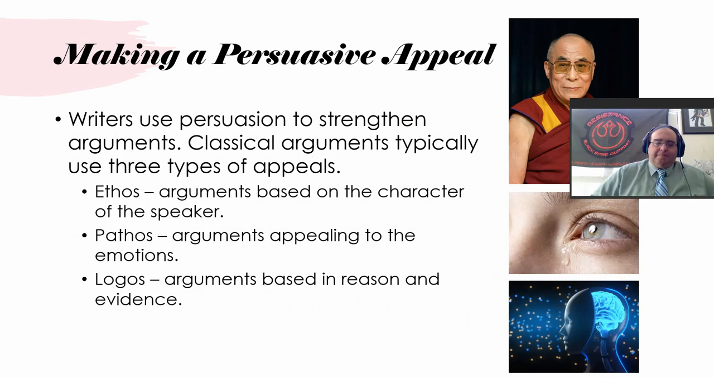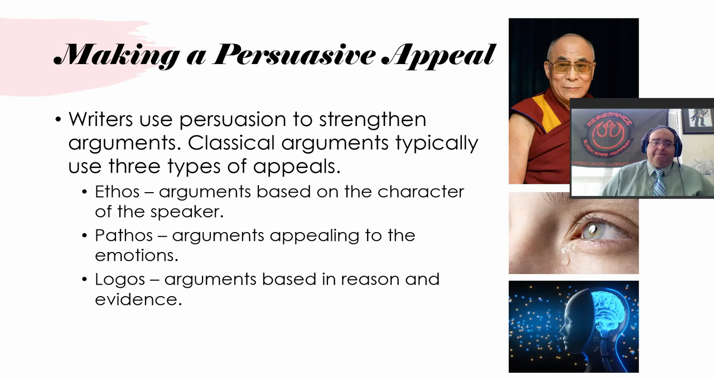Element here is we're talking about persuasion. Okay, how do we go about making a persuasive appeal to try to get our audience on our side? Writers use persuasion to strengthen arguments. Classical arguments typically have three types of appeals. Okay, these are all based on terms from, I believe, either Greek or Latin. I'm pretty sure it's Greek though.